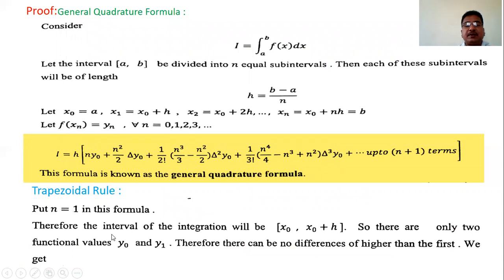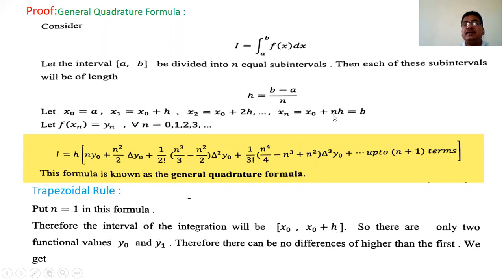If n is equal to 1, then what? The interval of integration will be x0 to x0 plus h. What is the interval of integration? a to b. But a is what? a means x0. b means what? b means x0 plus nh.